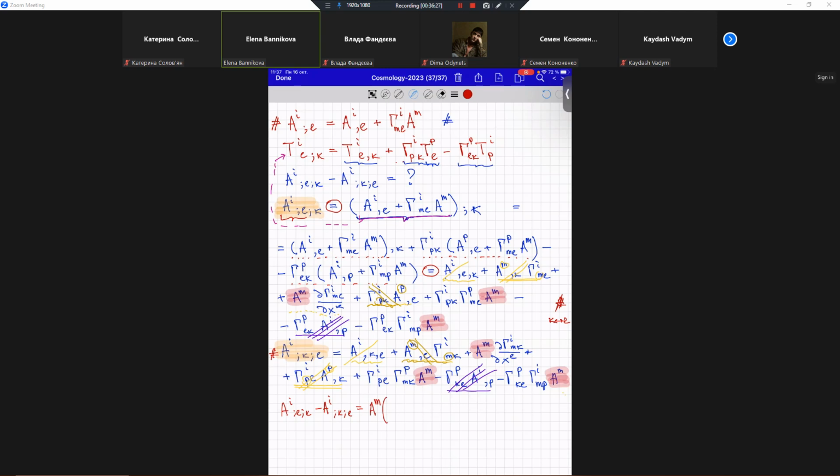I will have d gamma^i_{ML} by dx^K, minus d gamma^i_{MK} divided by dx^L, plus gamma^i_{PK} gamma^P_{ML}, minus, and I write this one, gamma^i_{PL} gamma^P_{MK}.